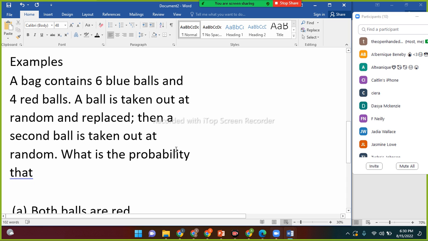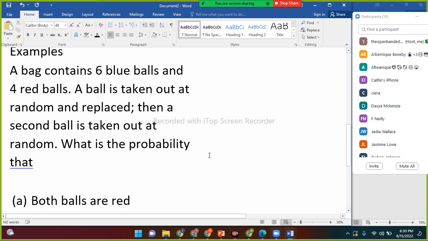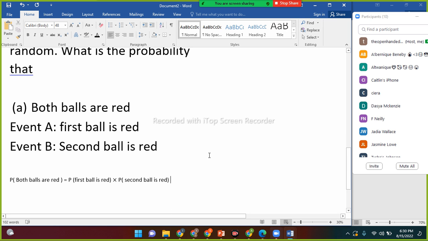That's why we're using the multiplication rule, because what it does for us is separate this big problem into two smaller ones that are actually easier to find. So let me show you what I mean.